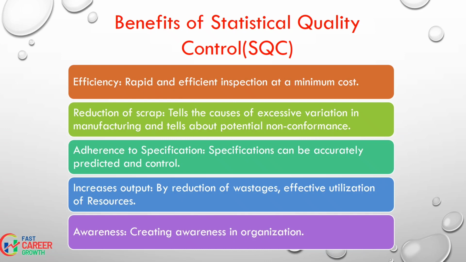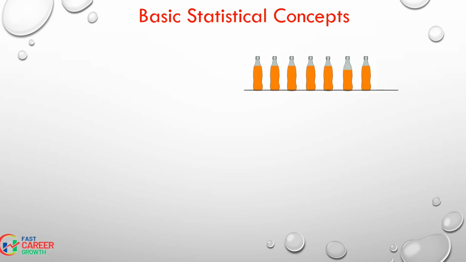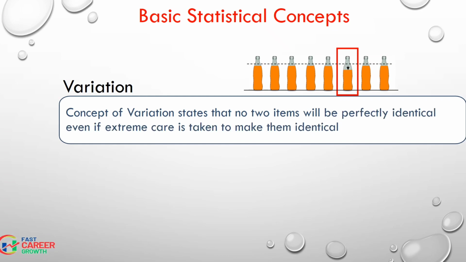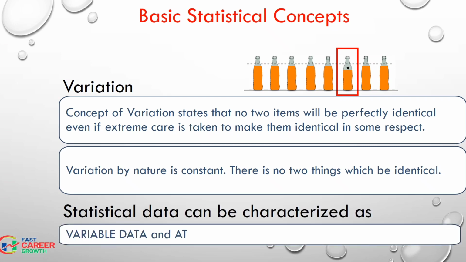Next is basic statistical concepts. First is variation. So what is variation? The concept of variation states that no two items will be perfectly identical even if extreme care is taken to make them identical in some respect. Variation by nature is constant. There are no two things which are identical, meaning no 100% matching. Statistical data can be characterized as variable data and attribute data.